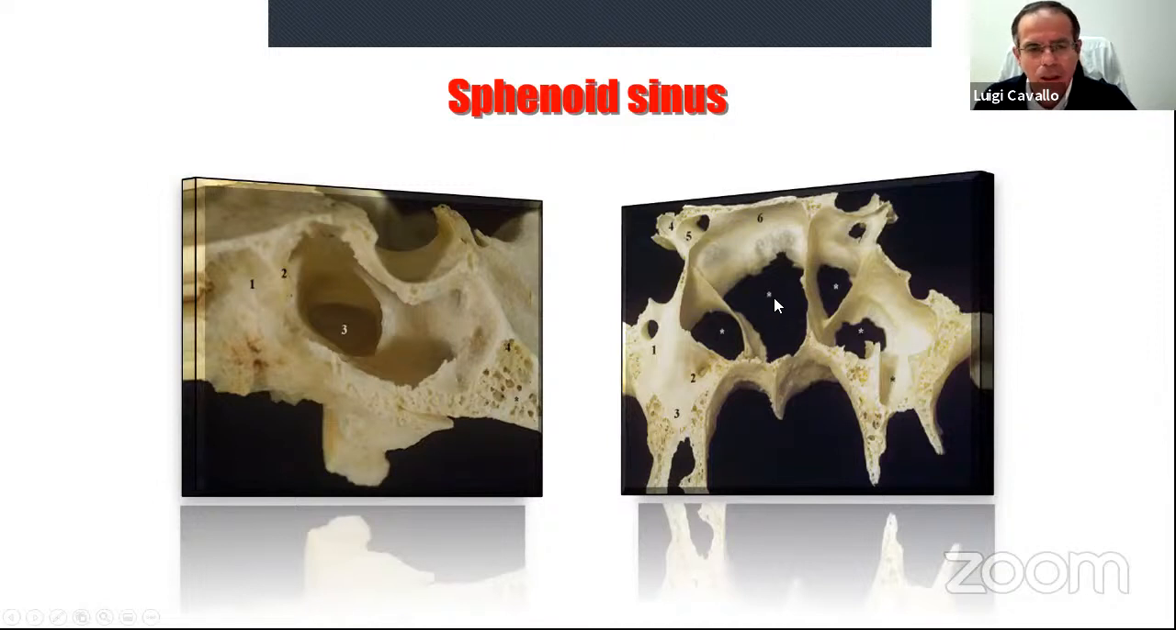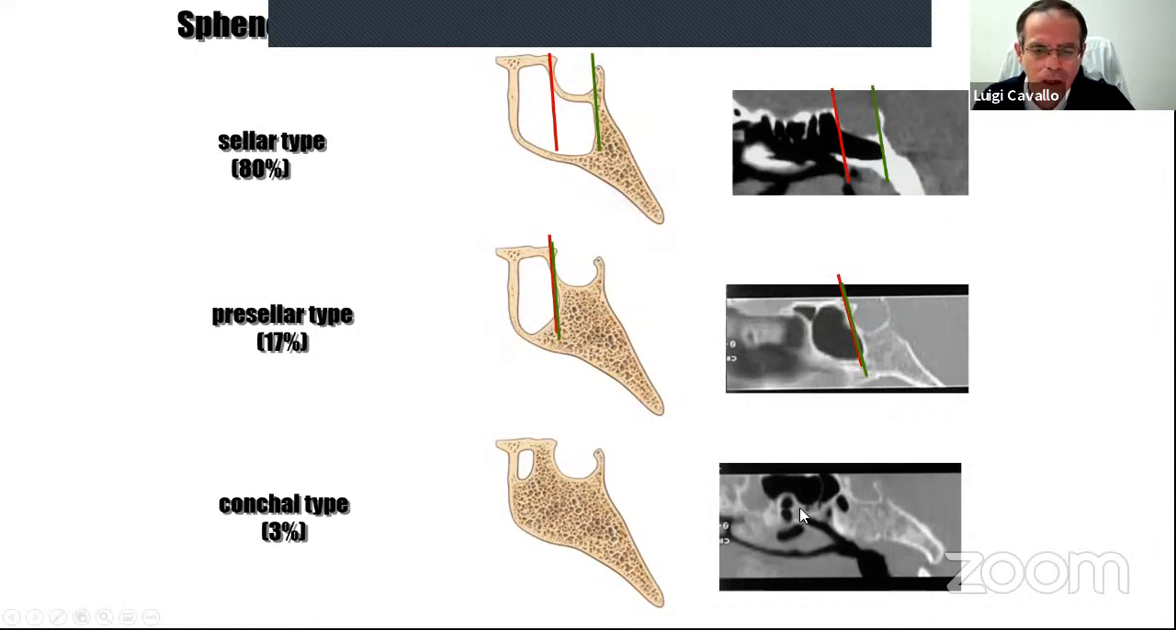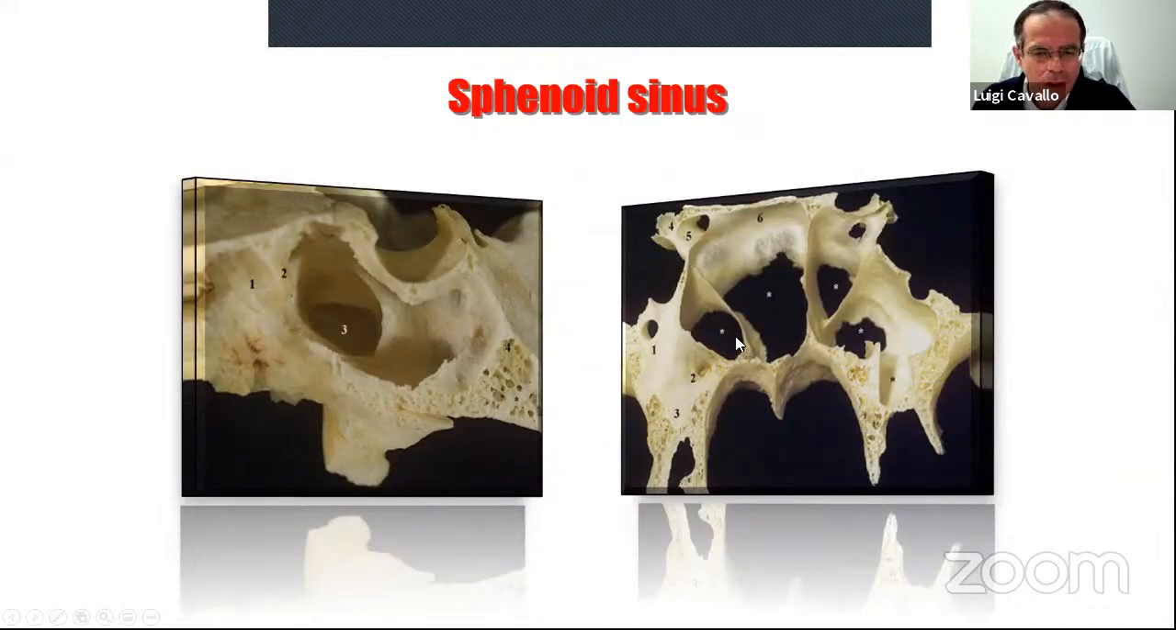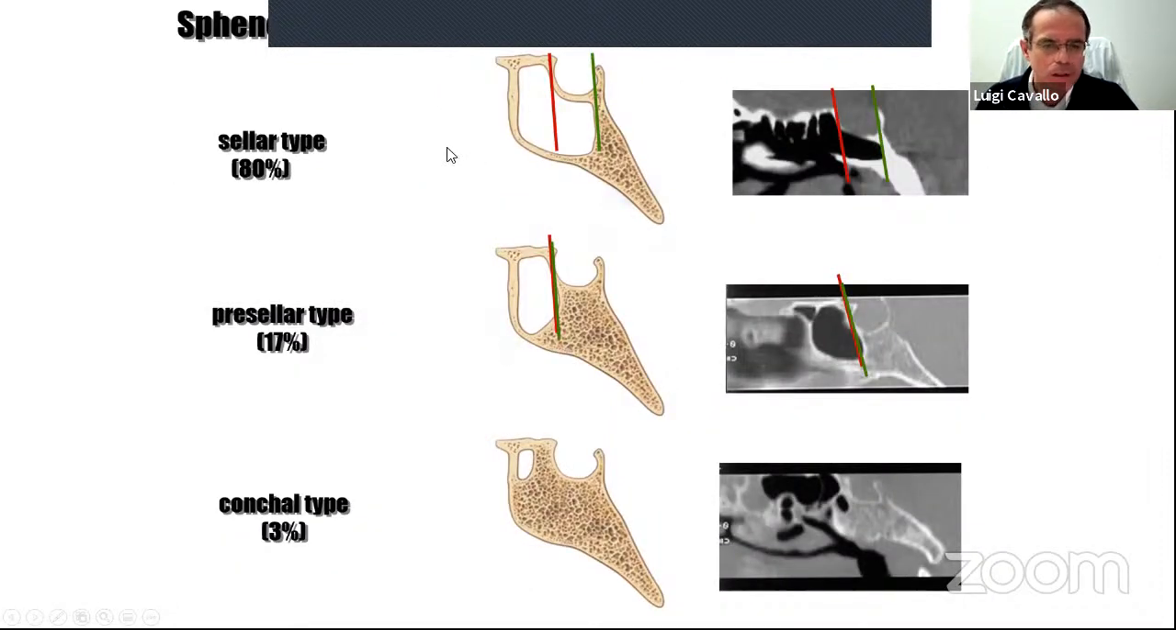And again, you have to remove all the septation inside the sphenoidal sinus, not just the septa in the midline, because the risk is to fall inside a compartment of the sphenoid sinus, which you can believe is the full sphenoid sinus cavity, but that could be just a part of it. So whenever you enter the sphenoid sinus, it's always good to remove all the septation inside. You know the different types of variation of the sphenoid sinus cavity.